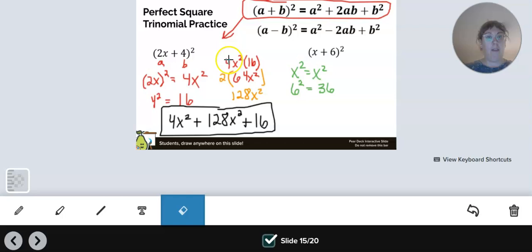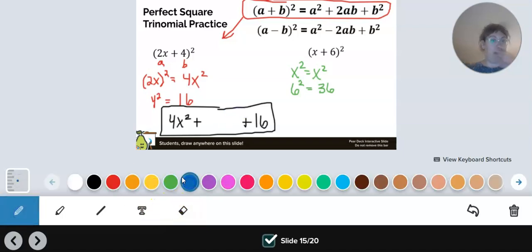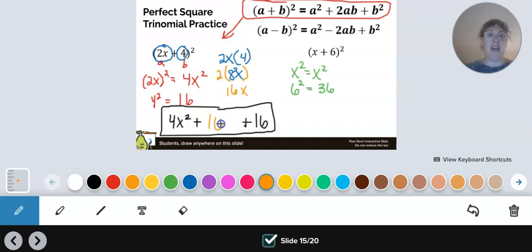We don't want to multiply 4x squared times 16. Hold on. We want to multiply a times b. So one second, I'm going back for a second. Our a was 2x and our b was 4. I thought that looked too big. So 2x times 4 is 8x. And then when we double the 8x, we get 16x. So that's what goes in the middle.